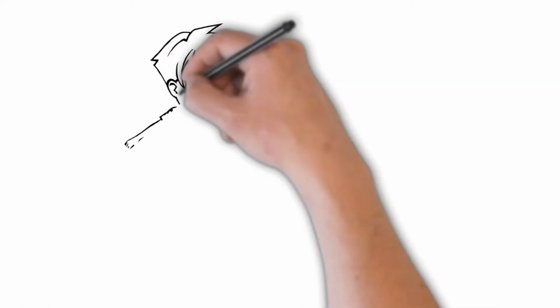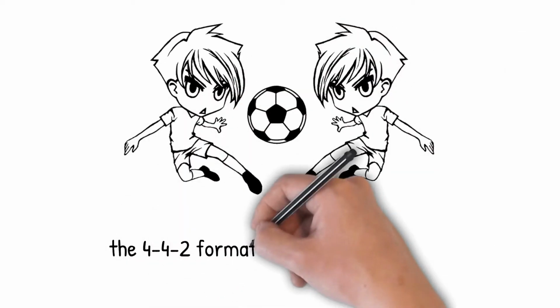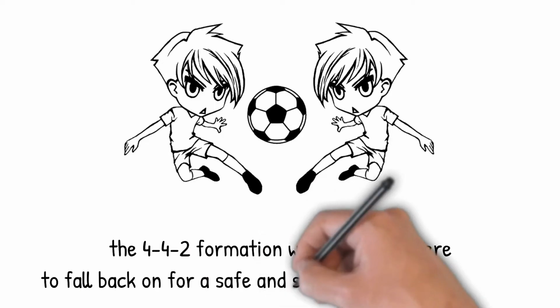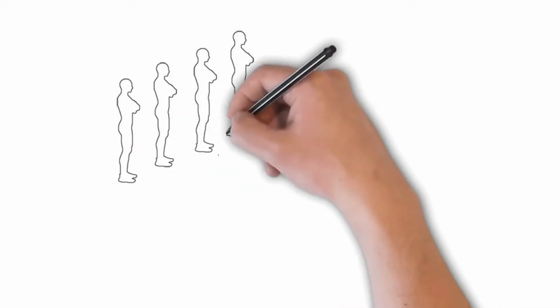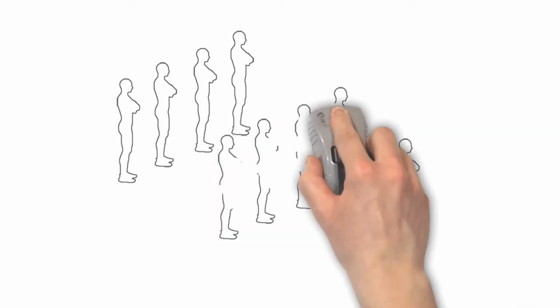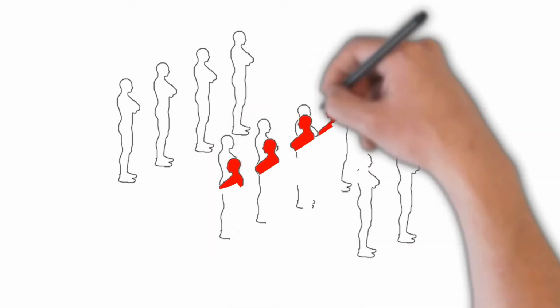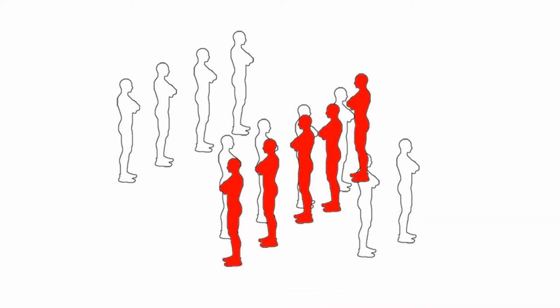With 2 strikers up front, an offensive presence, the 4-4-2 formation will always be there to fall back on for a safe and stable option for any team. The downside of the 4-4-2 is that its rigid positions can lead to a side being swamped by more flexible opponents. The obvious potential weakness is that by playing with 2 strikers you can be outnumbered in midfield.